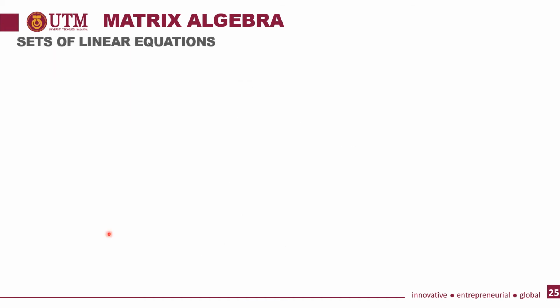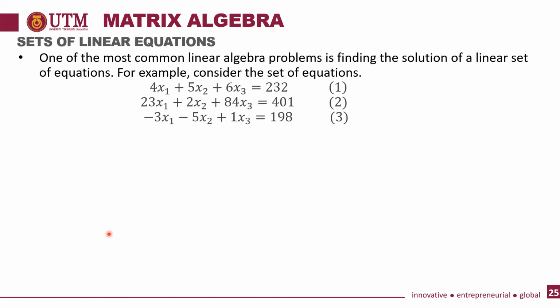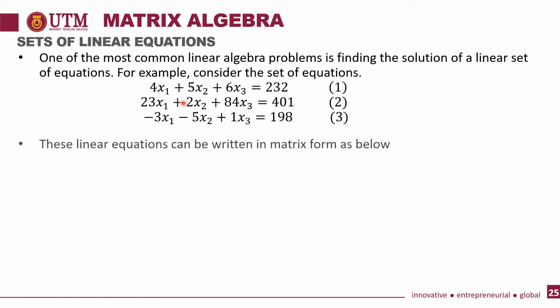Next is the example of sets of linear equations. One of the common linear algebra problems is finding the solutions of a linear set of equations. For example, you have multiple equations like this: 4x1, 5x2, 6x3, and so on. But you want to find the values of x1, x2, and x3. Previously in engineering mathematics we found x1, x2, and x3 by using a scientific calculator. But you can also do this by using MATLAB. How to do it? Let's continue. These linear equations can be written in a matrix form as below.